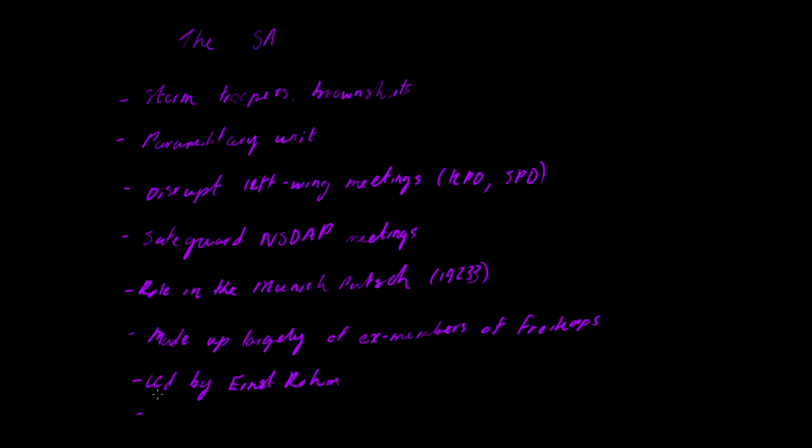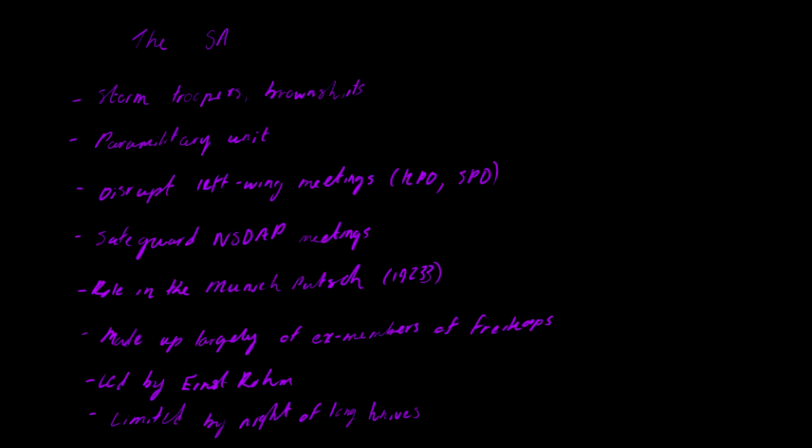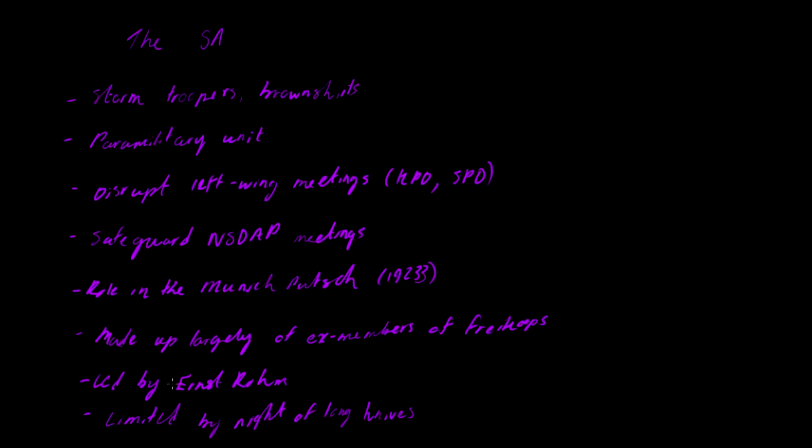The power of the SA was limited by the Night of the Long Knives. Hitler thought the SA was becoming too independent. He didn't like where Ernst Röhm was going with some of his ideas, so he killed him. We'll go more into that later.